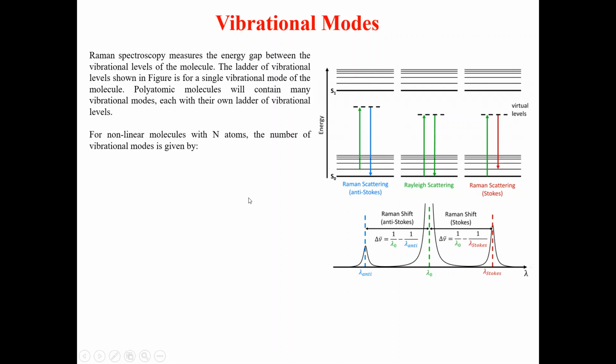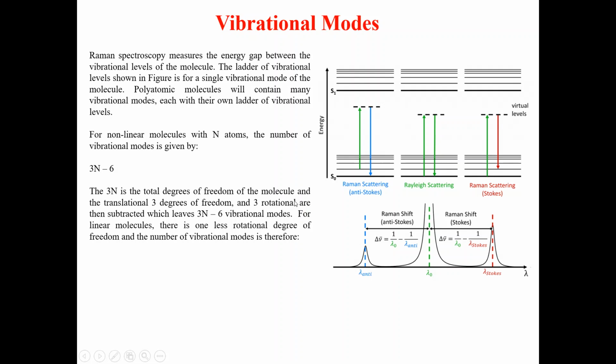But if we have many molecules or a polyatomic molecule, then what will we do? So for a non-linear molecule with n atoms, the number of vibration modes is given by the relation 3n minus 6. So what is meant by 3n? The 3n is the total degrees of freedom of the molecule, and the 3 translational and the 3 rotational degrees of freedom are then subtracted, which leaves 3n minus 6 vibrational modes. So for linear molecules, there is one less rotational degree of freedom, and the number of vibration modes is therefore 3n minus 5.